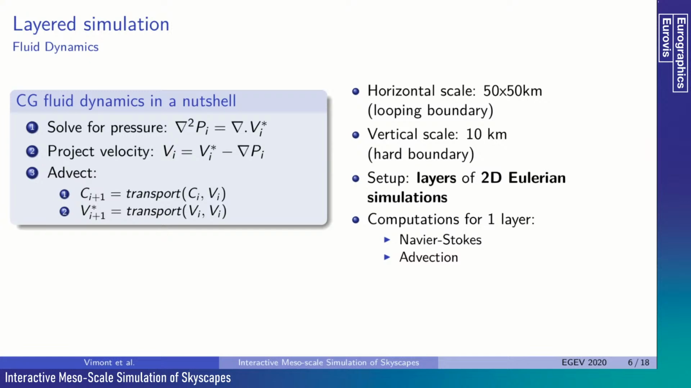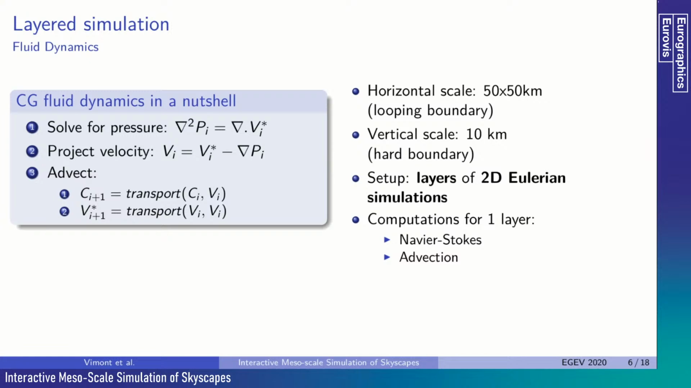So to counter that, the standard solution is to compute a dynamic pressure field. This is done by solving the Poisson equation, meaning that we compute iteratively a scalar field such that its Laplacian equals the divergence of the velocity. We then subtract the gradients of the pressure field from the velocity field, and this step is called projection. It has the effect of making it divergence-free.